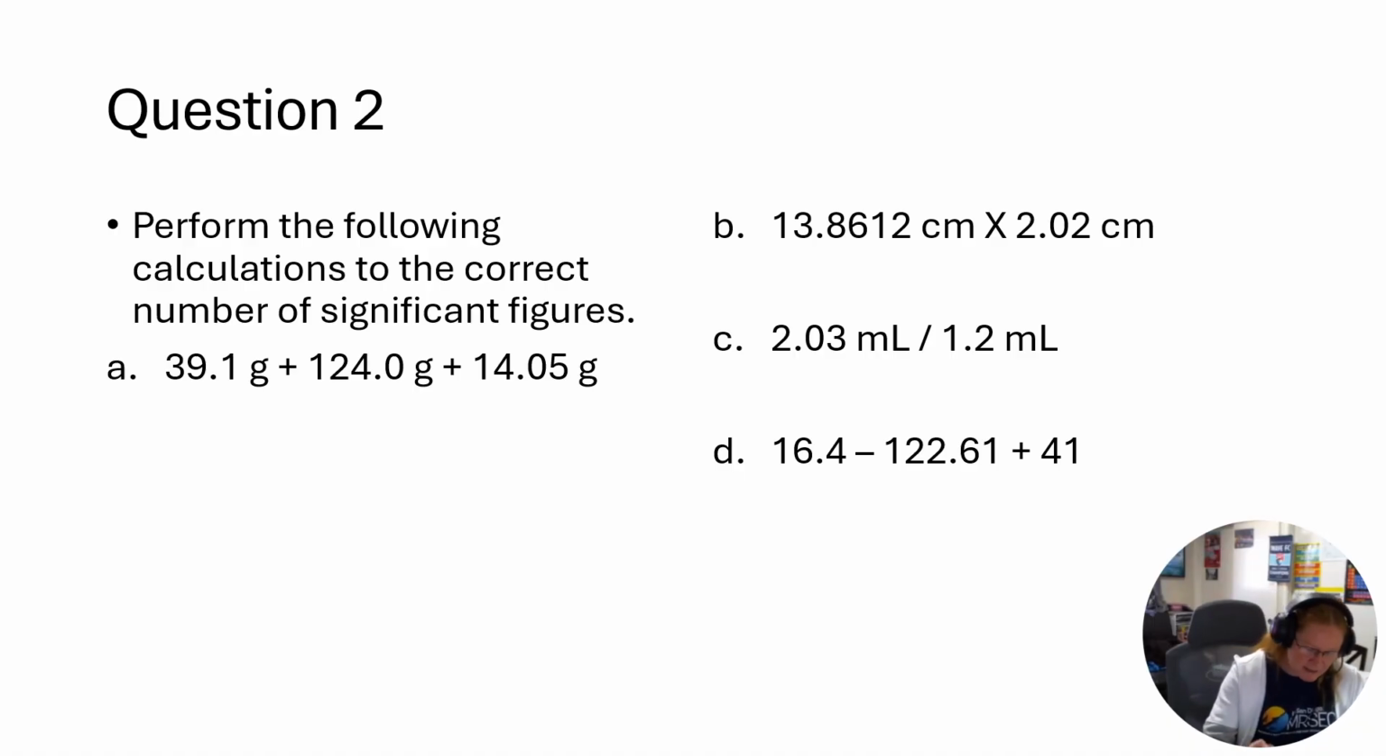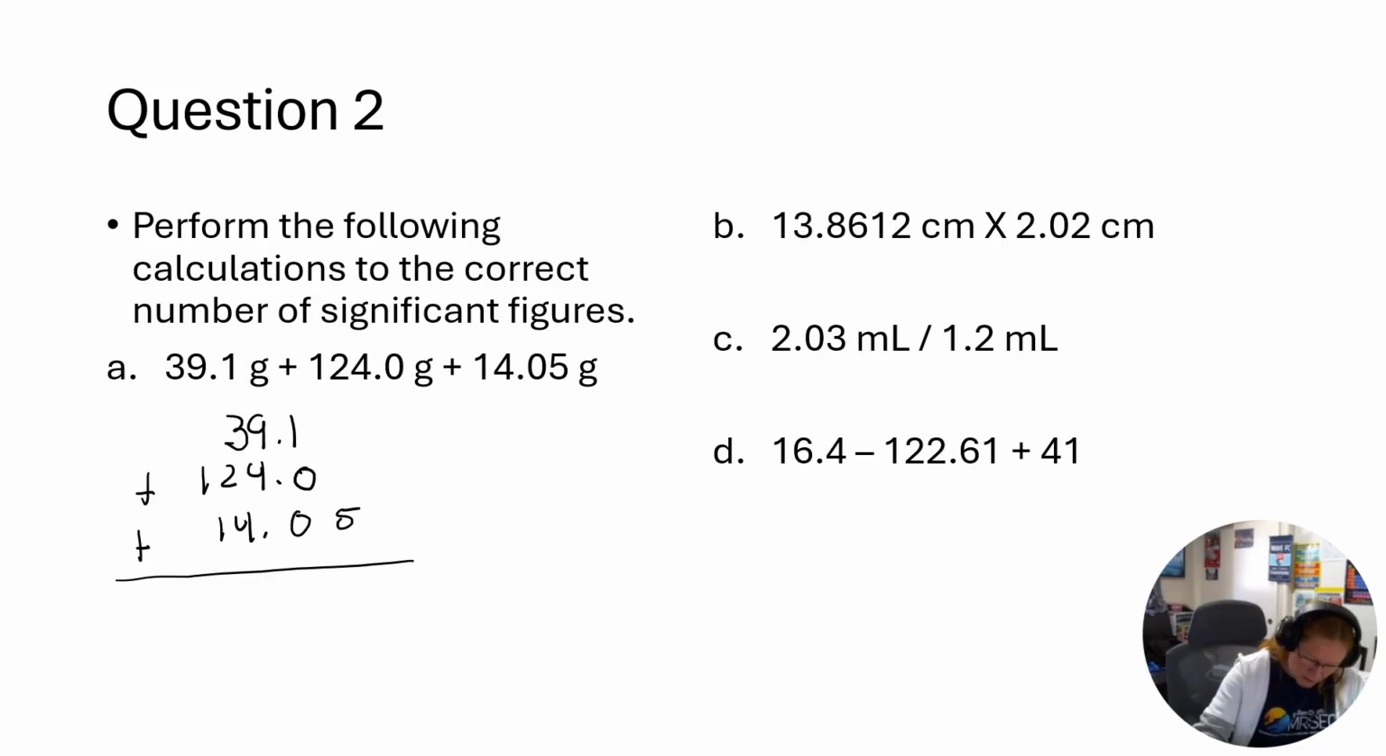All right, so I'm going to take this 39.1, plus the 124.0. So notice how I'm lining up the decimal points. Plus the 14.05. All right, so one decimal point, one decimal point. All right, so I'm going to draw a line here. That's going to let me know where I have to cut off my significant figures in this particular problem.